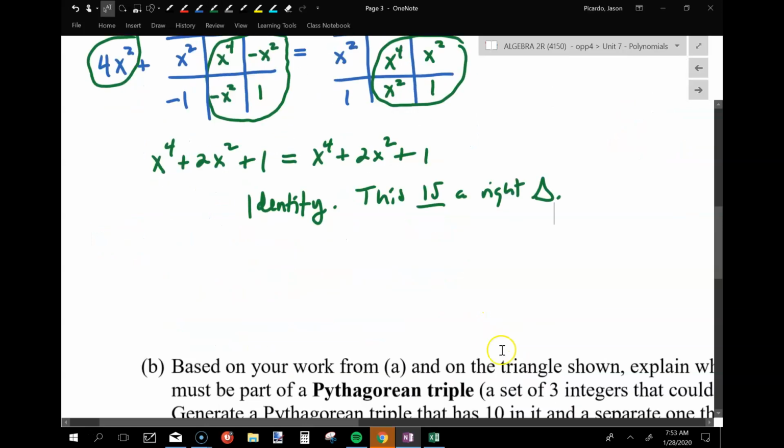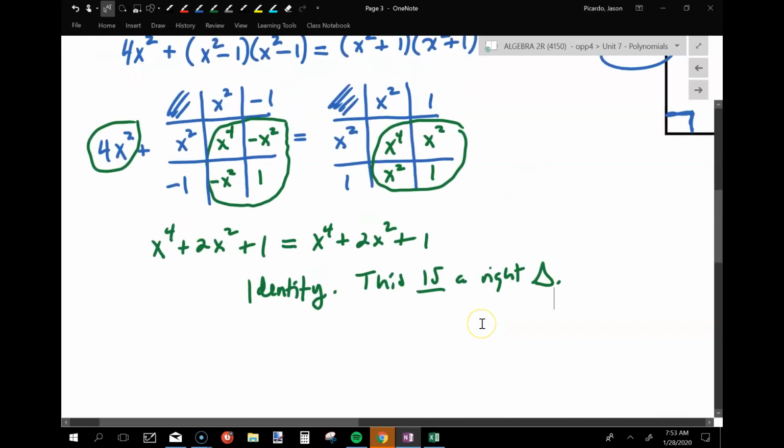And again, what did we not use here? We didn't use numbers to do it, did we? Typically, we show something as a right triangle by using numbers, right? Here, we used algebraic expressions, okay?